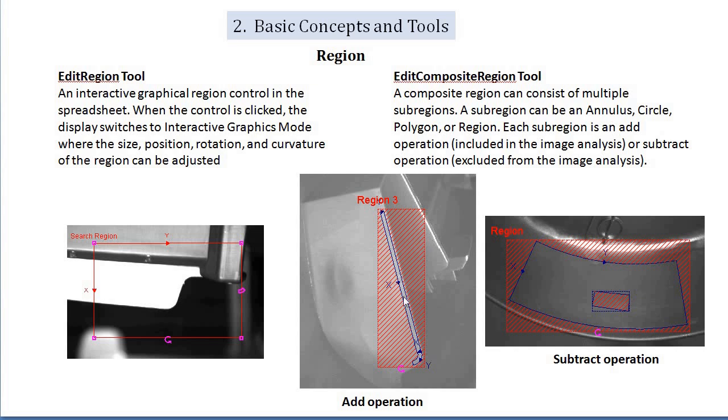We can have one or more subregions. We can also do add operation or subtract operation between the subregions. The shape of the subregion can not only be a region, but also be annulus or circle or polygon.